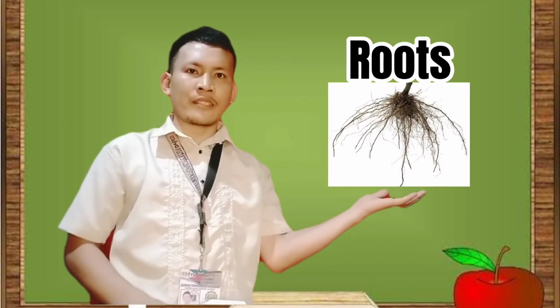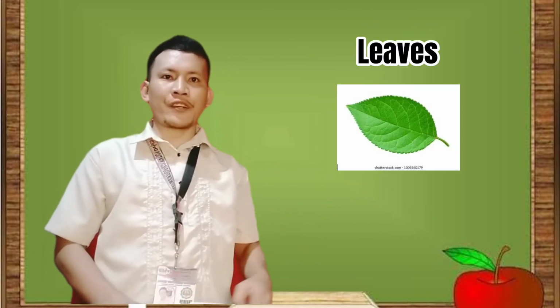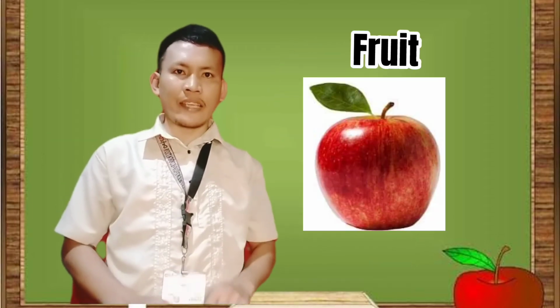Yes, the roots absorb water and minerals needed by the plants. While the stem supports the plant and holds the leaves. It also carries the water and minerals to the other parts of the plants. And it also carries the food from the leaves to the other parts of the plants. The leaves make food for the plants, while the flower develops the fruit. And the fruit contains seeds. Those seeds can grow a new plant.